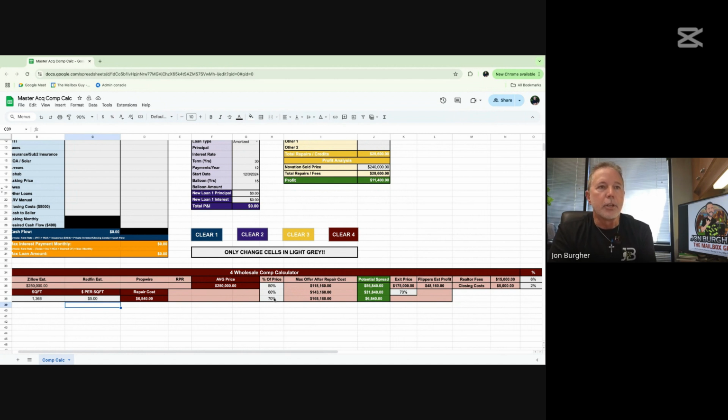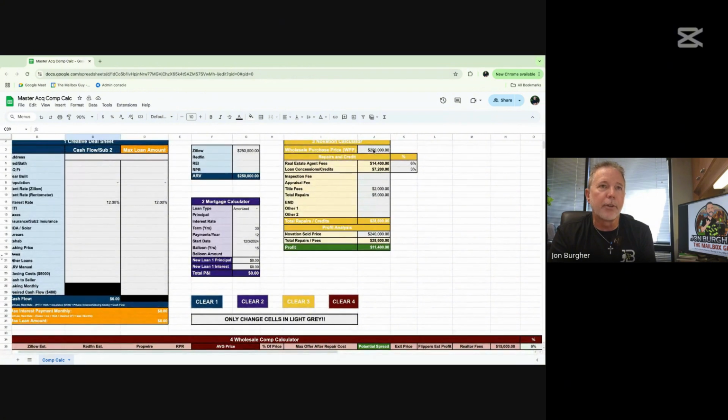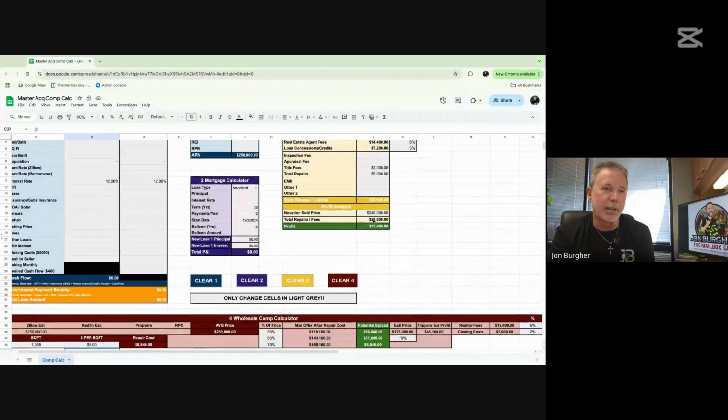So this 70% minus the repairs, this is what you could offer. It does not put your assignment fee in there, because your assignment fee will vary, and that's going to be over here. So this is 70% of ARV minus repairs. You can offer that seller $168,000, and your potential income is only $6,800. So do you want to make $6,800, or do you want to go up here and offer $200,000 and make 11? See the difference there?